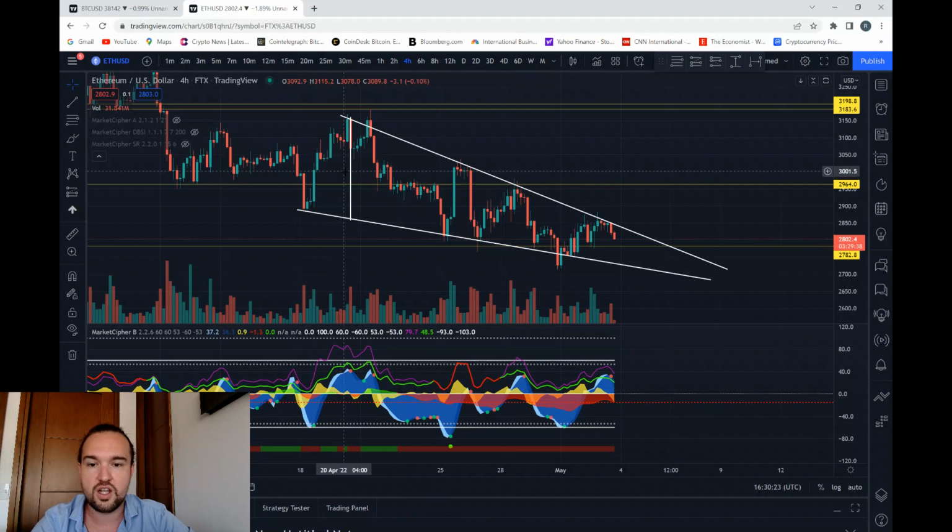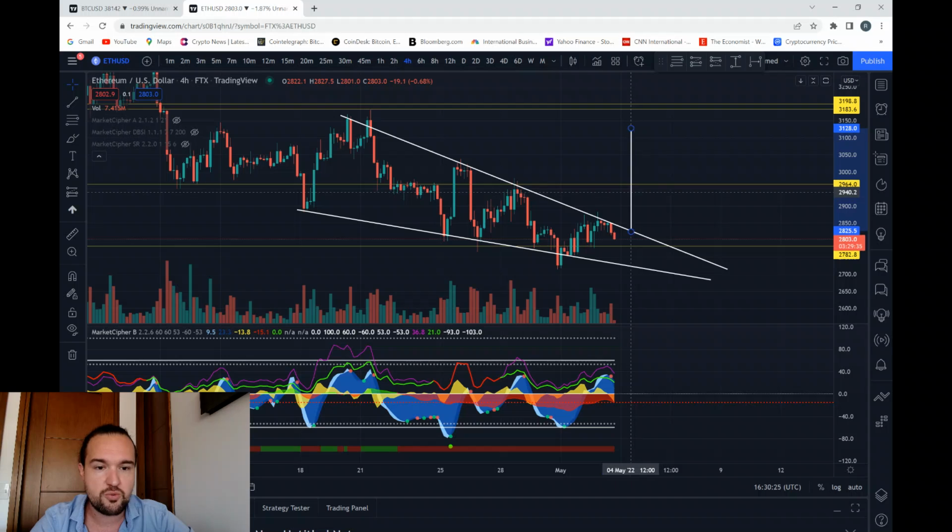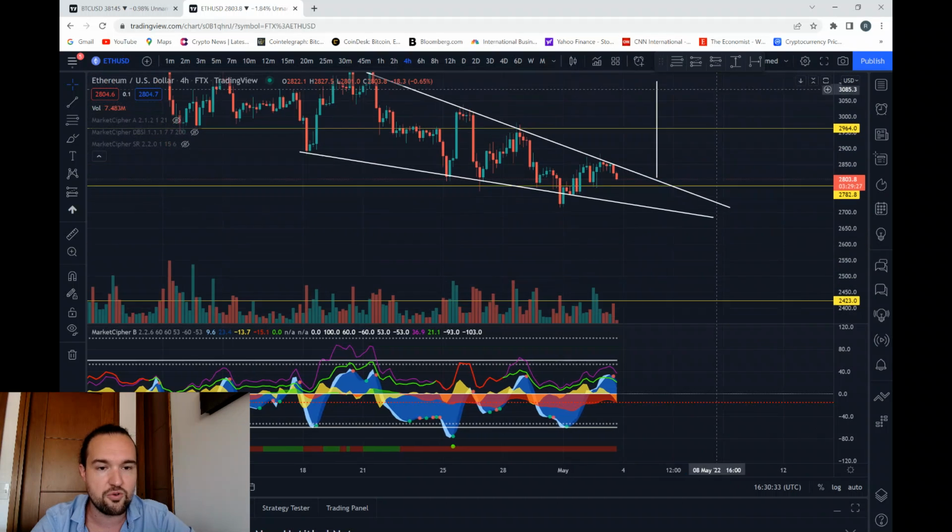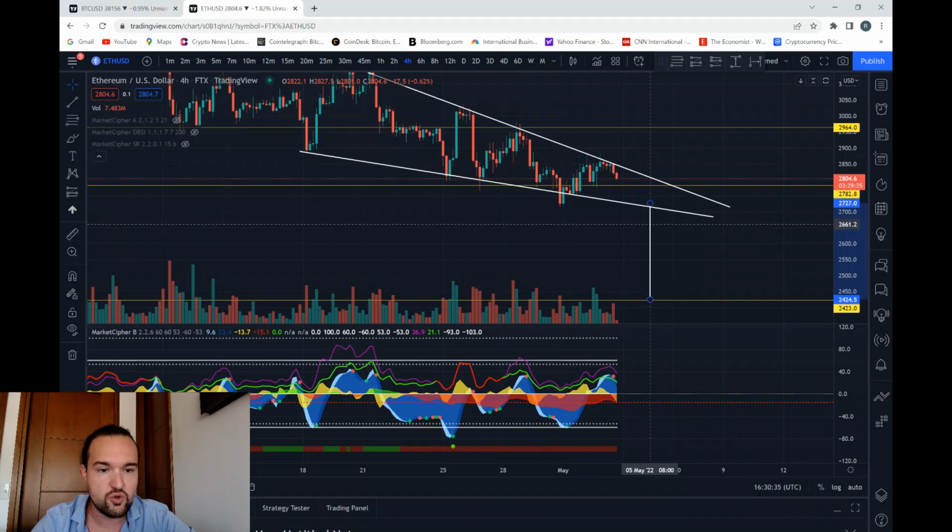That will be lovely. If we break out, let's say we don't get anything crazy, we'll break out somewhere tomorrow, then this could break to the upside. 3100 is then the level. If we break to the downside, then it would coincide here with our support and resistance on 2420. That will be then the target.